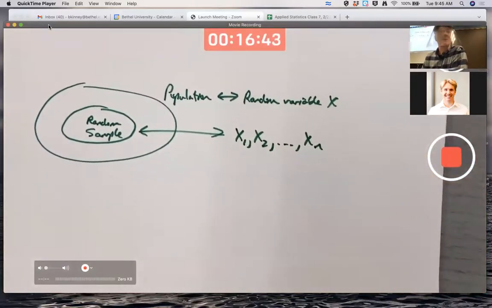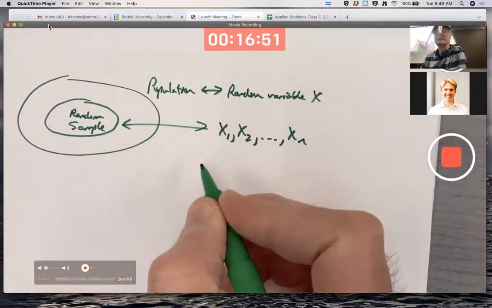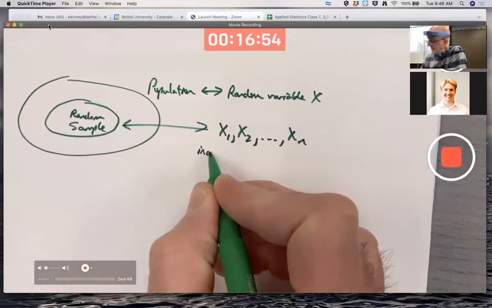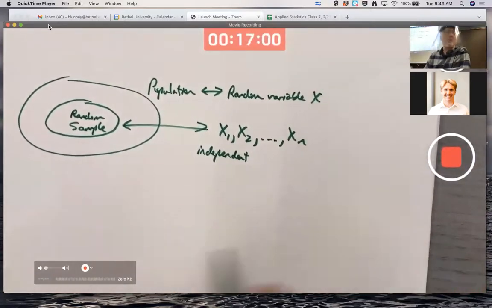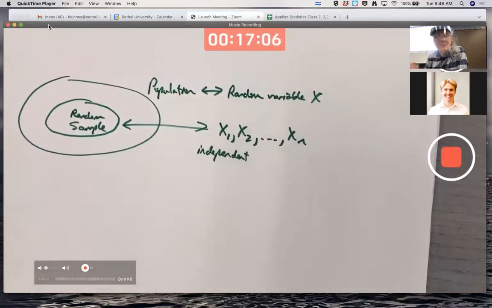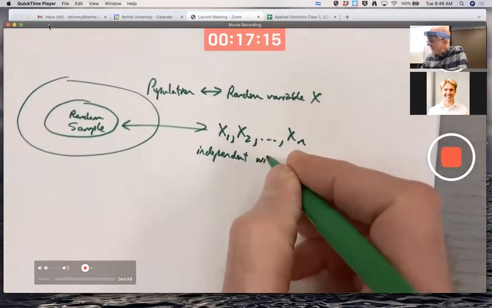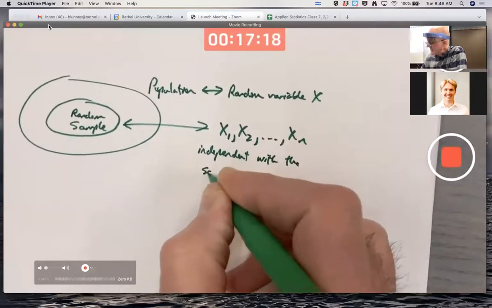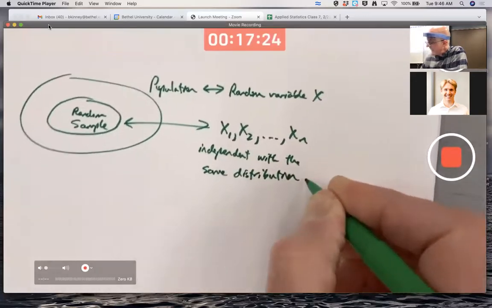We're making the assumption, and this is the randomness, this is related to the fact that we're doing simple random sampling, we're making the assumption that these are independent. When we do the theory, we make that assumption. When we try to apply the theory, we ask whether the assumption seems reasonable. They are independent, with the same distribution as X. That's what a random sample is for us.